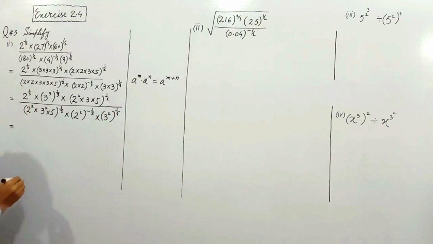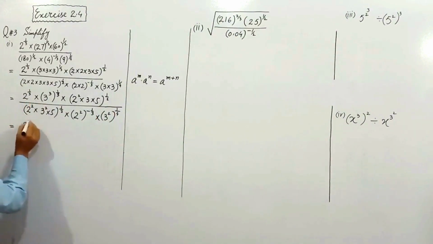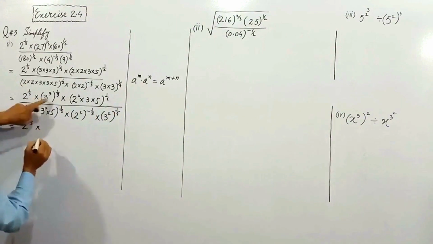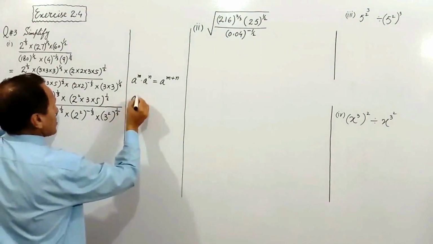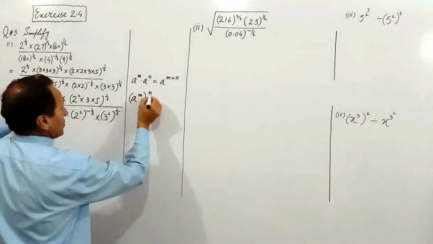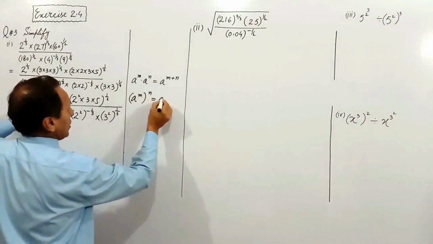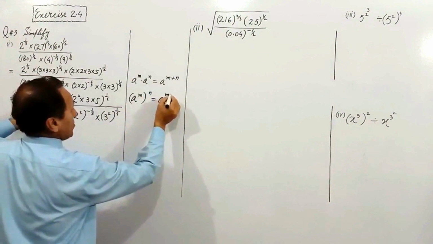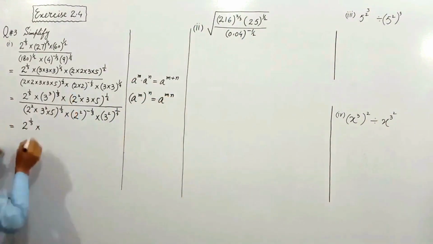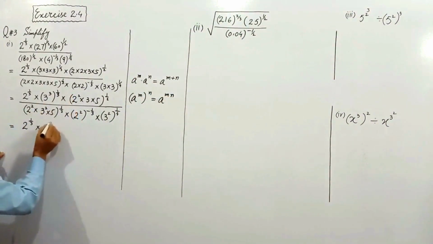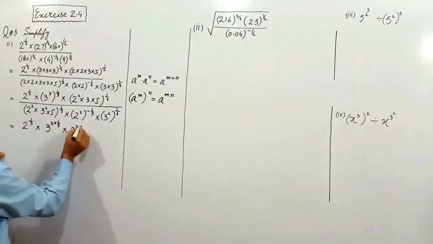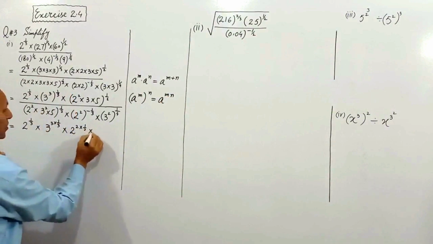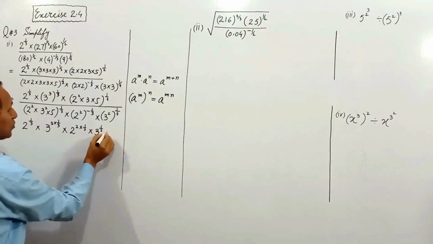In the next step, we apply law of power over here, and that is a raised to power m whole power n. So power is multiplied to the power, so that becomes a raised to power m n. So we do the same over here. 3 raised to power 3 multiply 1 over 3. 2 raised to power 2 multiply 1 over 2 multiply 3 raised to power 1 over 2, 5 raised to power 1 over 2.